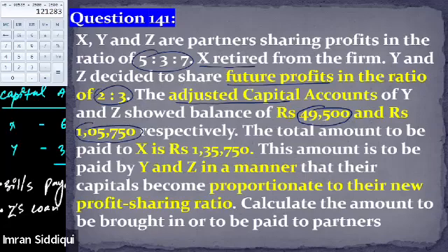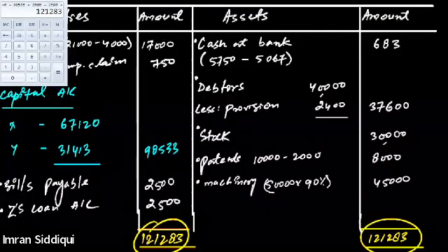Now, what do you mean by adjusted capital? What is adjusted capital? Adjusted capital can be considered as the closing balance of the partner's capital account. Right, everyone? This is the closing balance of the partner's capital account. See, this is how we calculate the adjusted capital. Let me make it more clear.